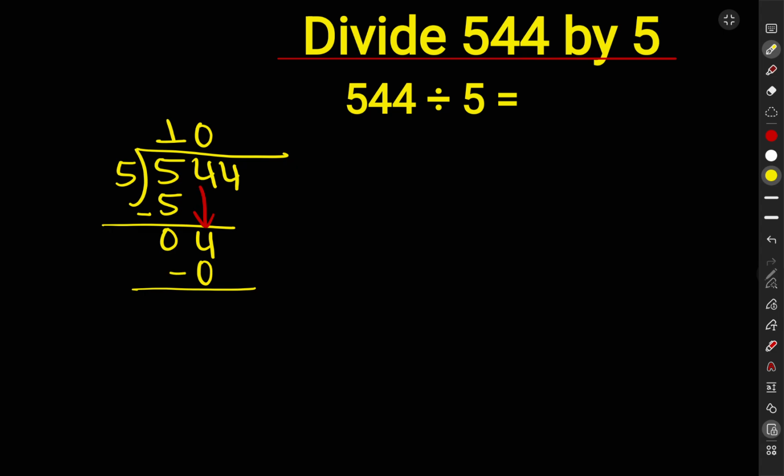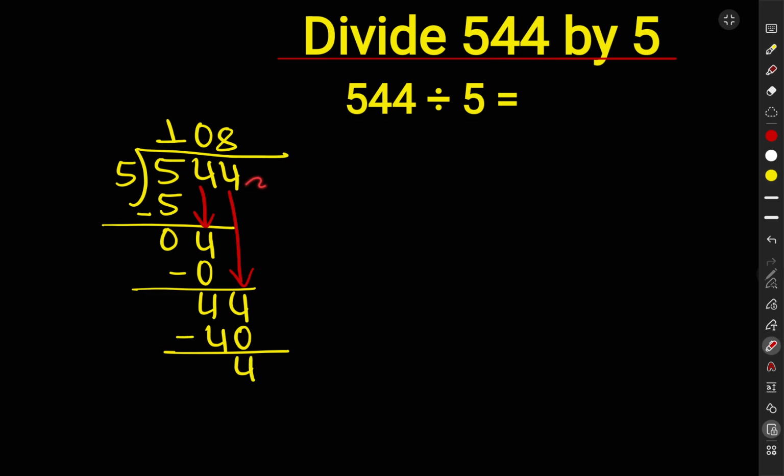On subtracting we get 4. So again we put down this 4 and it is 44. 5 times 8 is 40. On subtracting we get 4.